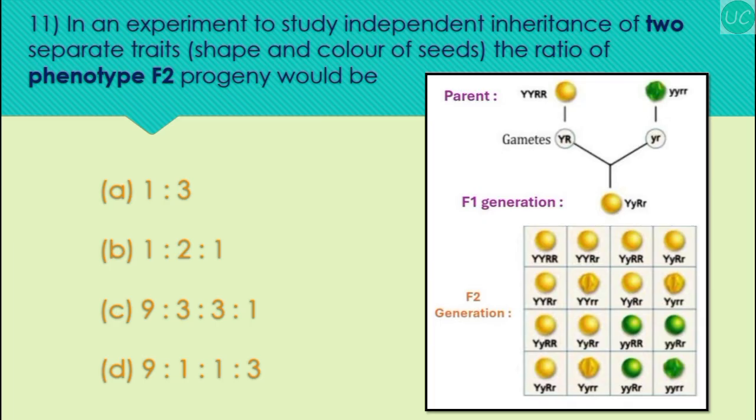And when the F1 generation is self-pollinated, the F2 generation will show the phenotype of 9:3:3:1. That is, 9 progeny would show the dominant alleles, that is yellow round seed, 3 would show yellow wrinkled seed, 3 will show green round seed, and only 1 will show green and wrinkled seed. So the phenotypic ratio in an F2 generation with two traits, two genes, would be 9:3:3:1.